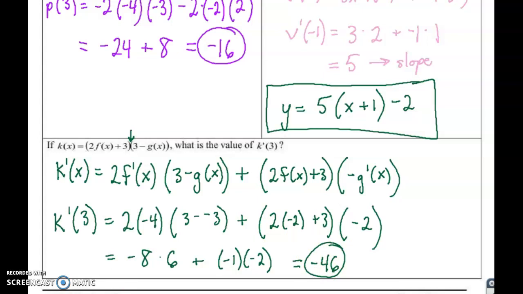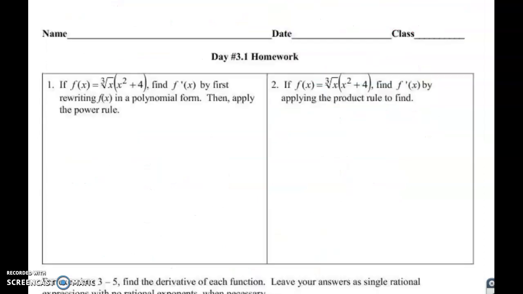So again, pause the video, make sure you understand, come to class with questions, and you should be ready for the homework now.